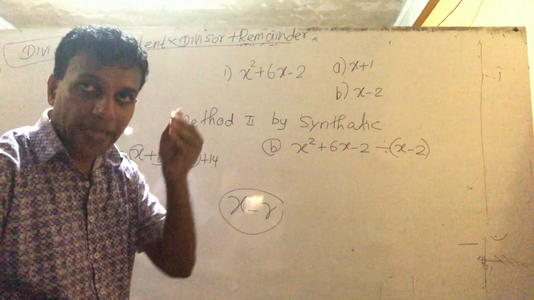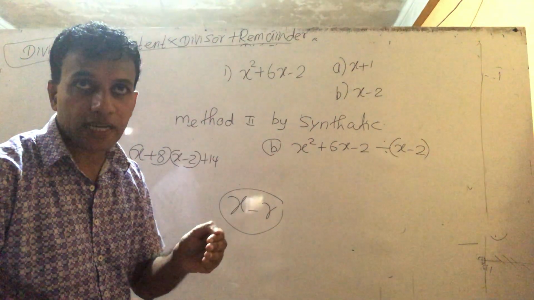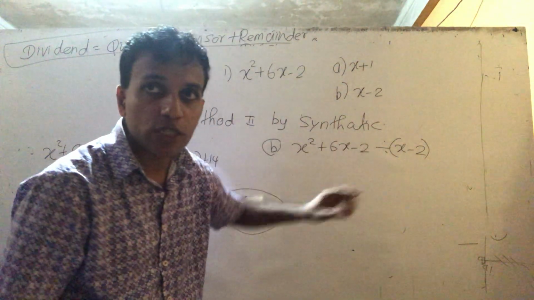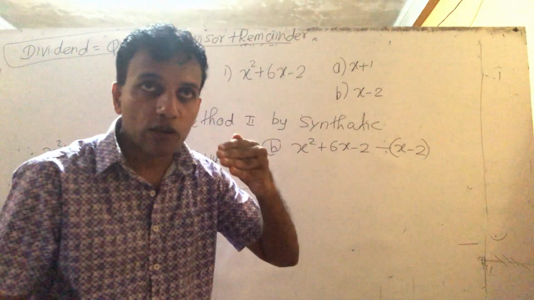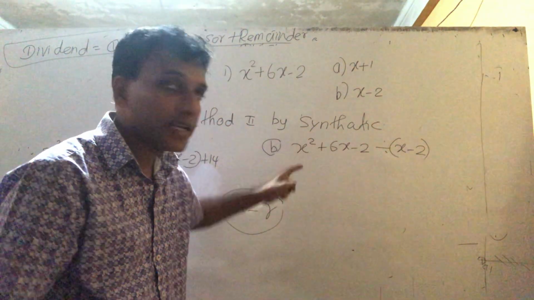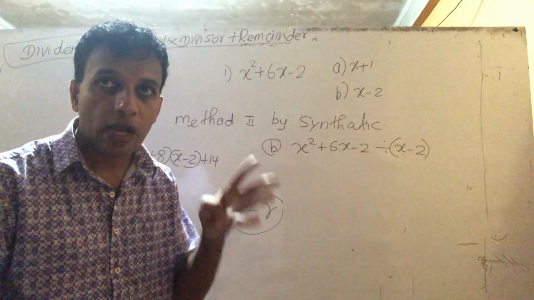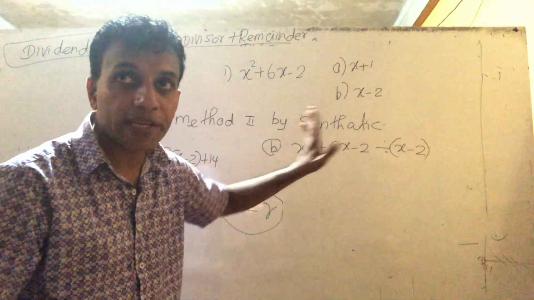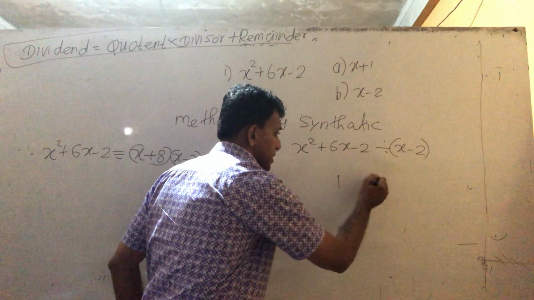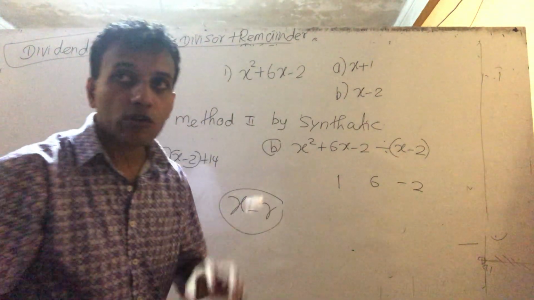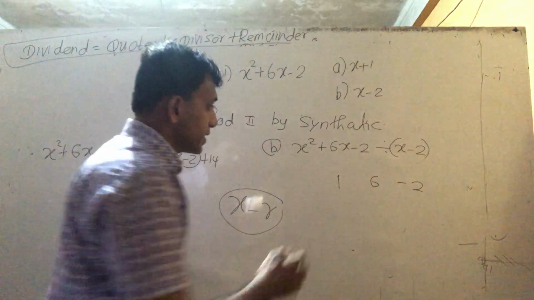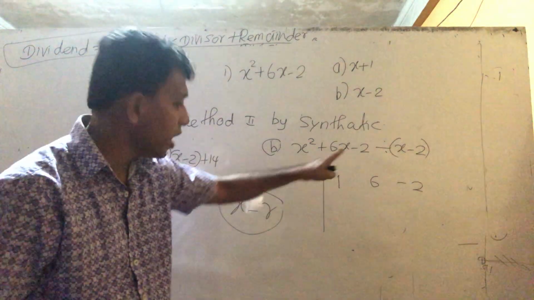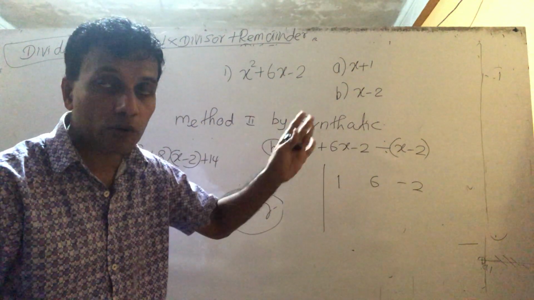See these steps for how to divide using the synthetic idea. First, write the coefficients of the expression in order. This is a quadratic expression, therefore ax square plus bx plus c form. a is 1, b is 6, c is minus 2. So 1, 6, minus 2. Write those coefficients in order. Next, put an underline like that and write the r value here. r is 2, not minus 2, r is 2.